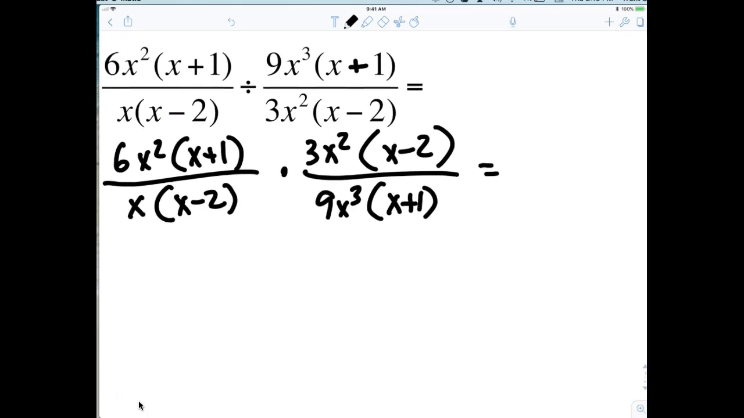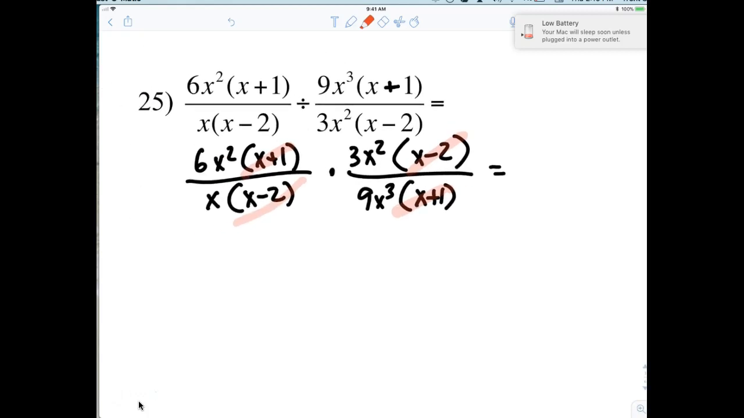And now we're just crossing out. Be careful, like I said. X plus 1, X plus 1. That's nice. All right, so I'm looking at the 6 and the 3 and the 9. Does everybody see that's 2? 2 over 1. I like that.